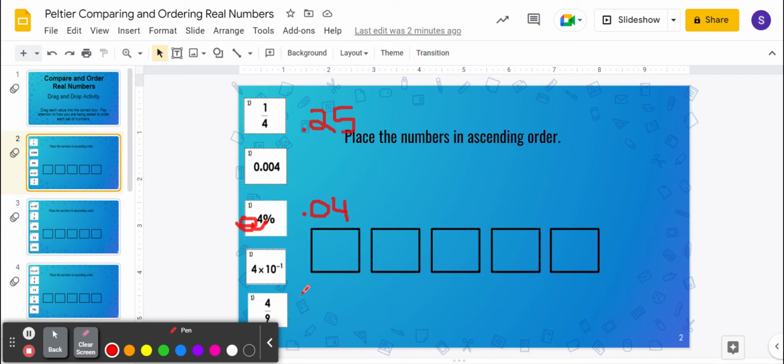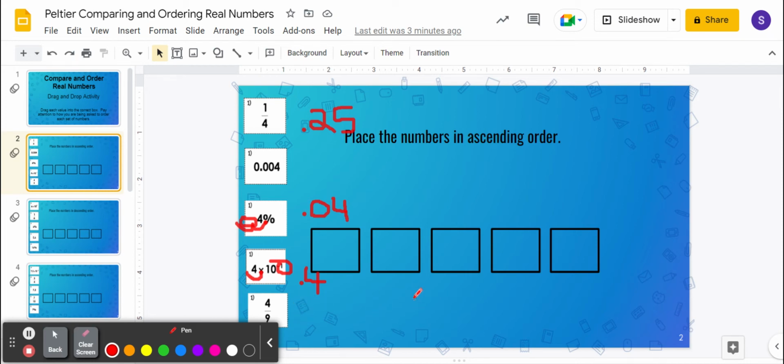4 times 10 to the negative 1. That means you're moving that decimal 1 place in the direction of negative on our number line, which is to the left. So that means your decimal's right here. You're moving it 1 place to the left. So this value is 0.4. And then 4/9 you're going to put in your calculator. 4 divided by 9 to figure out what that decimal equivalent is.